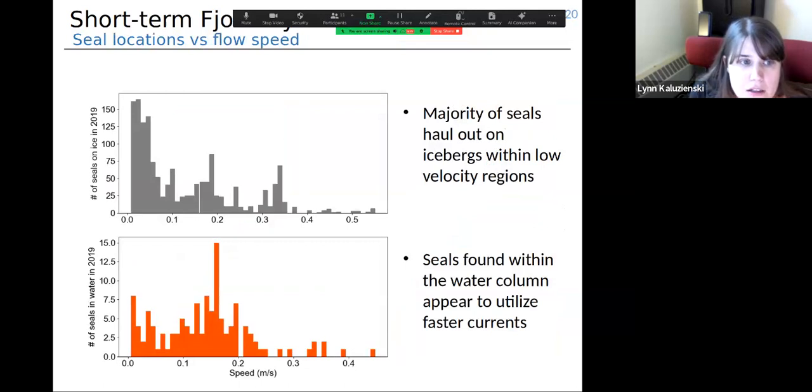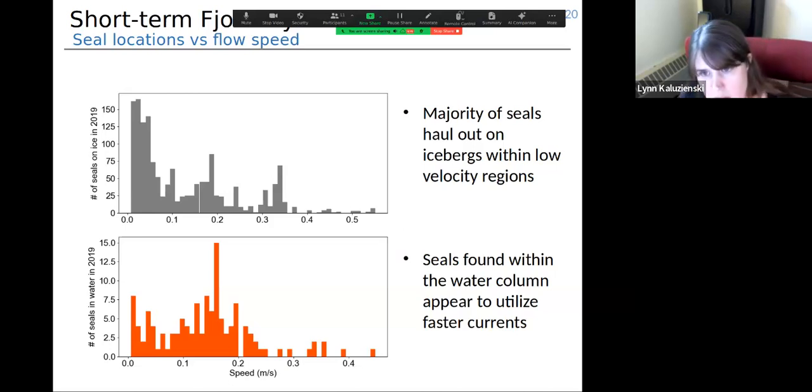I also just compared seal locations versus flow speed. This is only for 2019. I still have to go back and do the same analysis for 2022. On the top, we have the number of seals that are on ice for a particular flow speed. And on the bottom, the orange is the number of seals that are in the water and what flow speeds we typically found those at. From these plots, the majority of seals seem to haul out on icebergs within low velocity regions, whereas seals found within the water column appear to utilize faster currents.